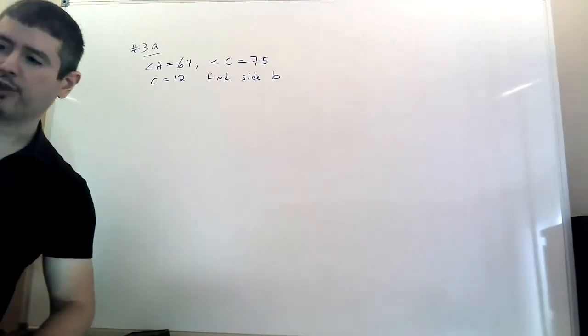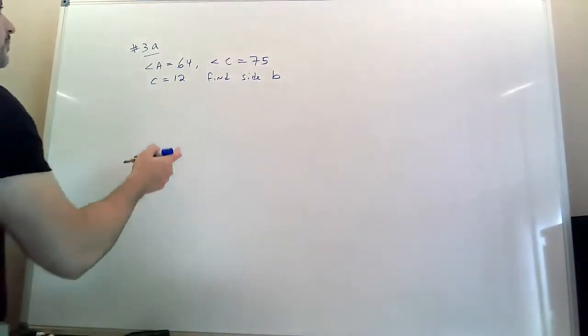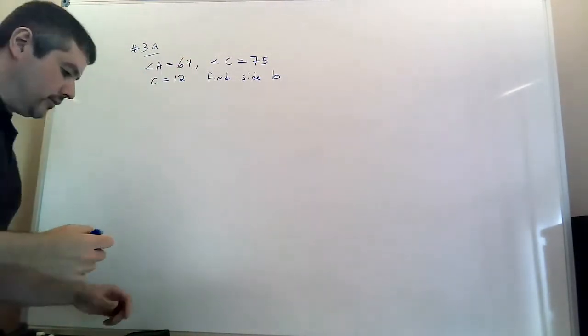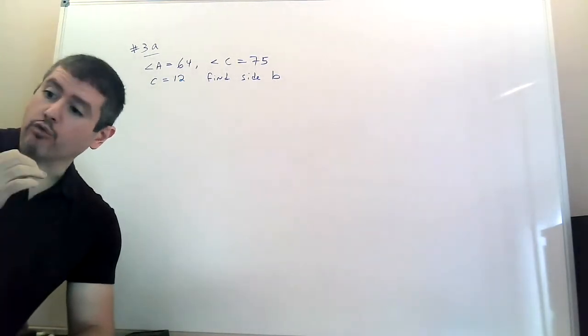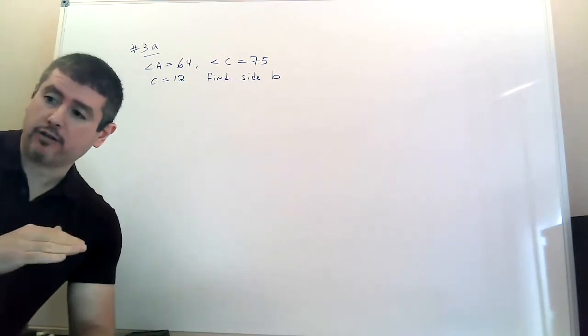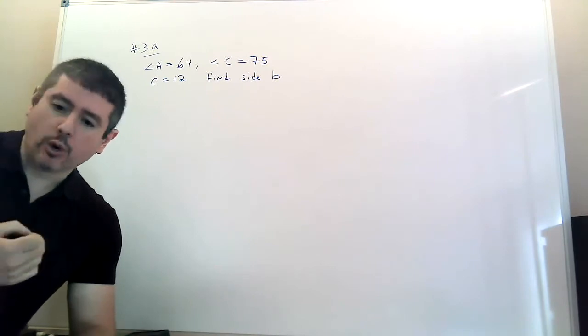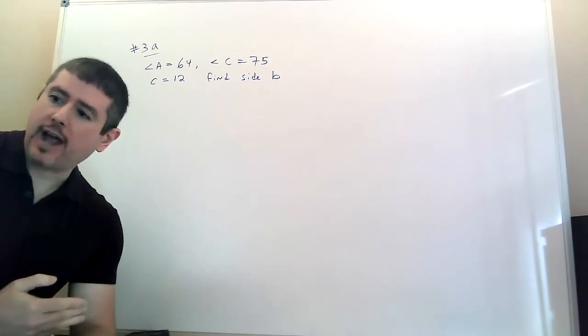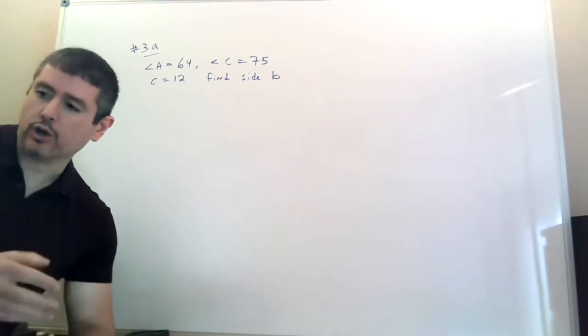All right, number 3. I was going to try to fit 3A and 3B on the board together, but I decided against that. You're given two angles. Remember, for question 3A and B, these are non-right triangles. So sine, cos, tan, opposite, hypotenuse, all that is out the window. If you have a triangle without a right angle, then you don't have a hypotenuse. How are you going to have an opposite and adjacent if you don't have a hypotenuse? So you need law of sines, law of cosines.